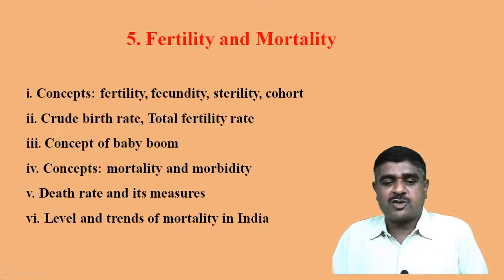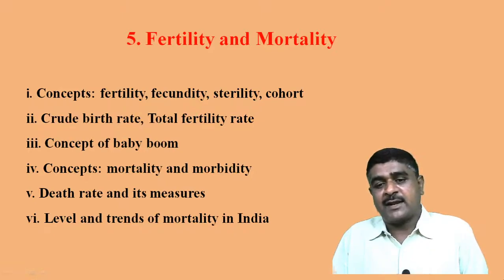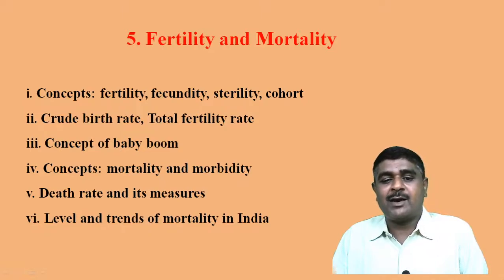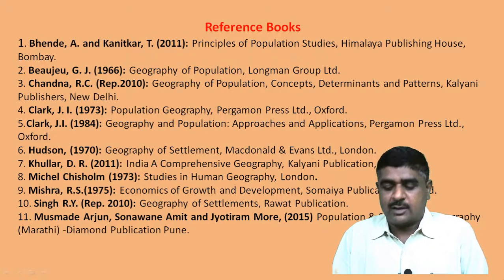And why? Because of the development that took place in various fields by the Indian government and by the people. So the level and trend of mortality from 1901 till today, how the death rate is declining, we will see very clearly as well as in an informative way in the topic fertility and mortality.